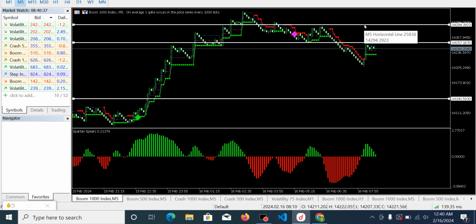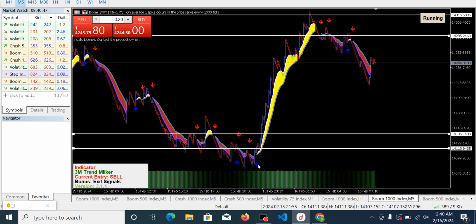Now guys, let's quickly check out this. You can use the tool indicator to confirm the direction of the market. Just make sure that they are having the same structure. You can see, let's check out this uptrend.